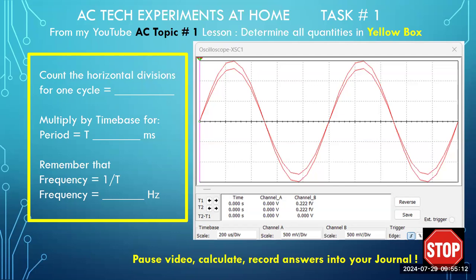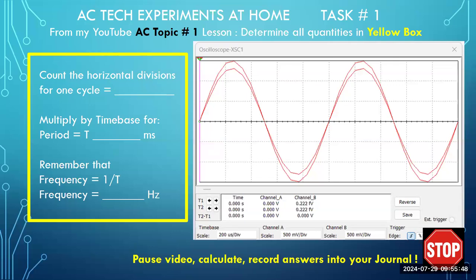So what you ought to do now, see the stop sign on the lower right-hand corner, is truly stop the video, take a moment, calculate these quantities based on what you've learned previously, and very importantly, record legibly in your journal what you want to commit to. What are you going to commit to as being the count of number of divisions for one cycle? What you're going to commit to in writing, legible writing, for the period, and then write down what you commit to with respect to frequency.